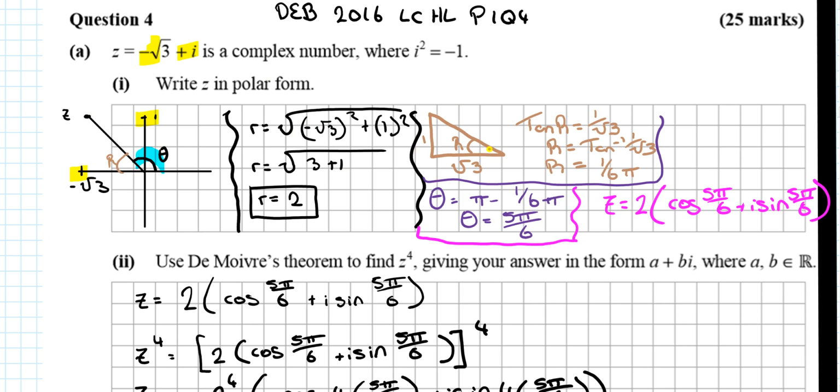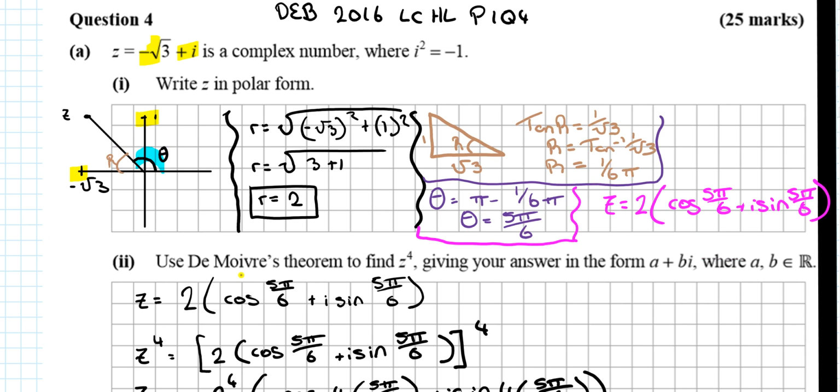I'm working in radians. You can work in degrees if you want, but more often than not we work in radians. So just set your calculators to radians. Tan inverse of 1 over root 3 is 1 over 6 pi. We know it's going to be smaller than 180 degrees, and 180 degrees is pi radians. So it's going to be pi radians minus 1 over 6 pi, which gives us 5 pi over 6. And then we write it in polar form to finish off.